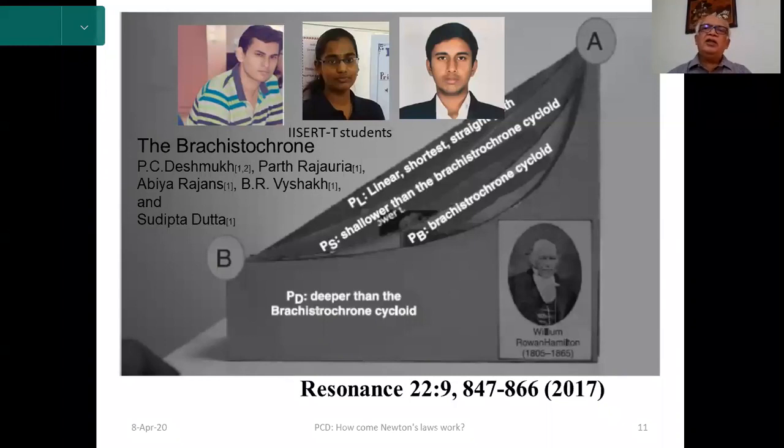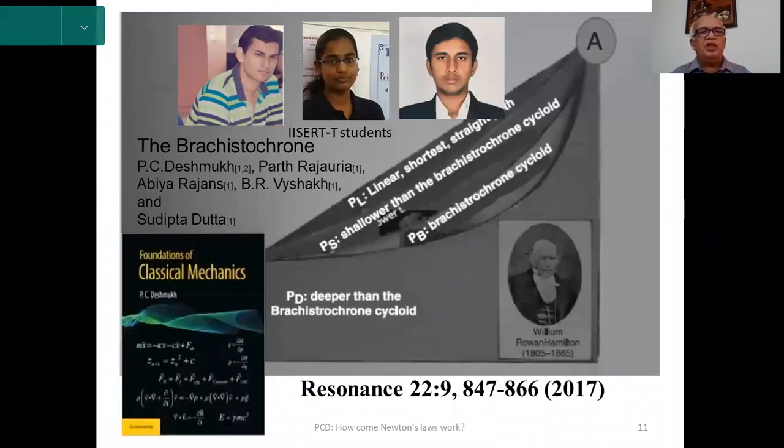And you can just drop an object from point A and time it using a photodiode, and then measure the time it takes to reach the point B by clocking it using another photodiode. It's a very simple experiment that you can set up in your school or college laboratory. This was fabricated by 3 of my students at IIT Tirupati, Parth, Abhiya, and Vaishak. And I have also described it in the book which Professor Pandya mentioned, The Foundations of Classical Mechanics. So there is a more detailed description of this in my book, which you're welcome to read up.